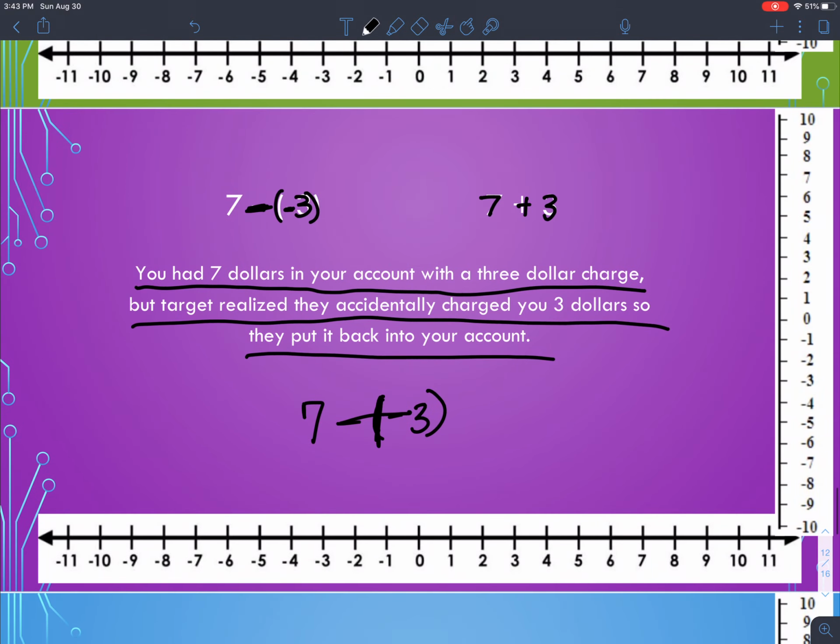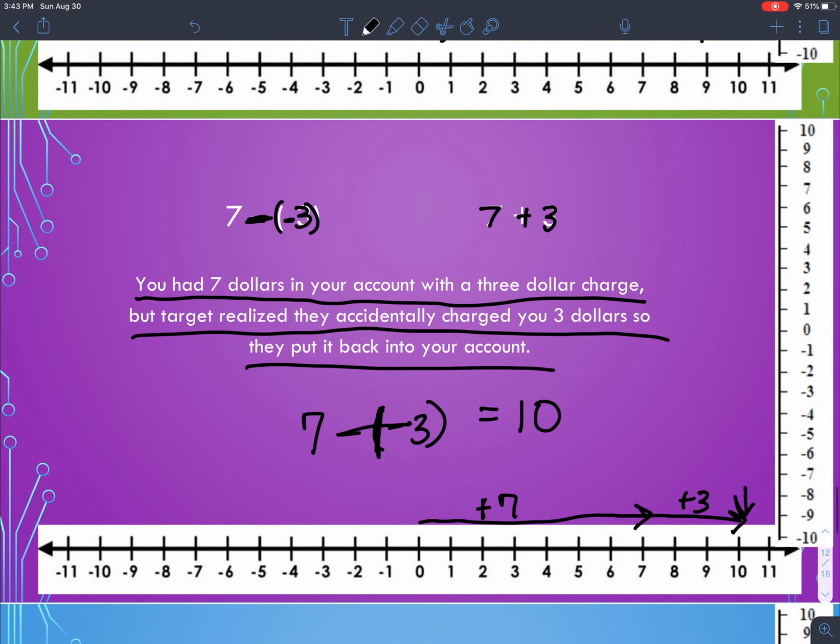So either way, we end up with 10. It's like if you started at 7 and you were going to go down 3, but you reversed that and went up 3. Either way, you should land at 10. So that's how to rewrite a subtraction problem as an addition problem.